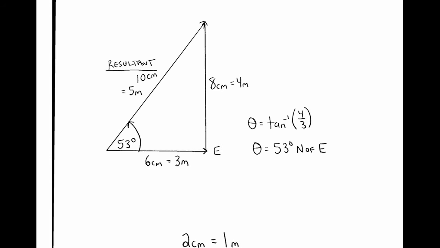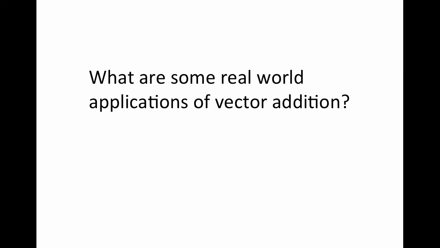Now, since the tangent is the opposite over the adjacent, I took the side opposite, the 4 meters, and divided it by the adjacent side, and I took the inverse tangent, and that gave me the 53 degrees, and my diagram shows me that it's 53 degrees to the north of east. So that's how that worked out. Okay, so right triangles are pretty straightforward.